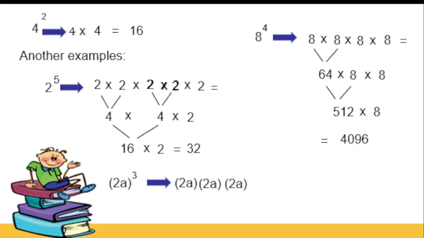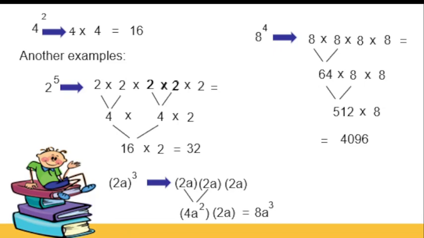So 2 times 2 is 4, and then a times a is a squared. So that is 4a squared multiplied by 2a. Again, we add the exponents: 1 plus 1 is 2. And then 4a squared multiplied by 2a will become 8a cubed. Okay? Question? So this is the exponential form, this is the expanded form, and this is the value.